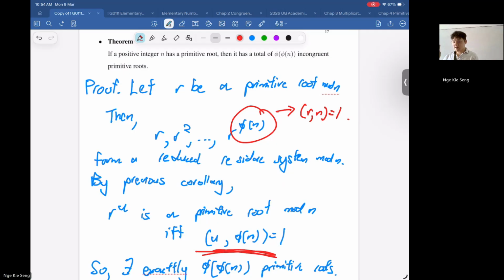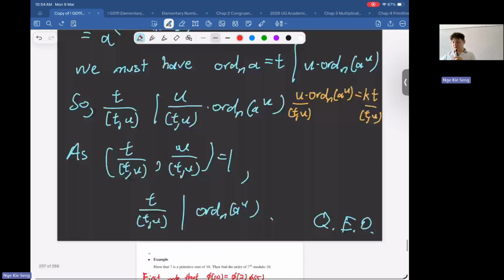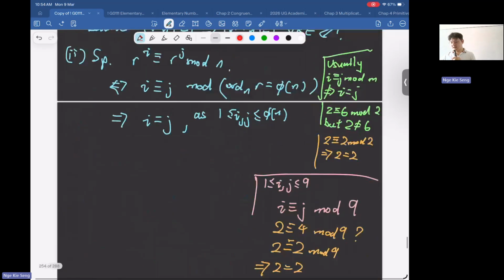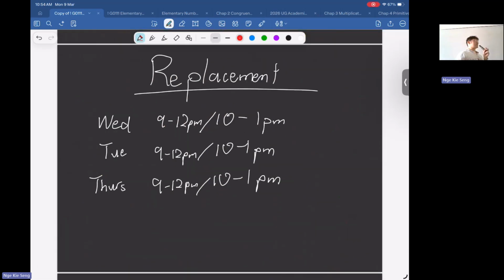Okay. Before we break, maybe I can try and ask. If we're going to do a replacement class, what time is good? Maybe not all of you need to come, but at least a majority of you could come. I have a few choices here. I listed them down with first preference, second preference, and third preference.